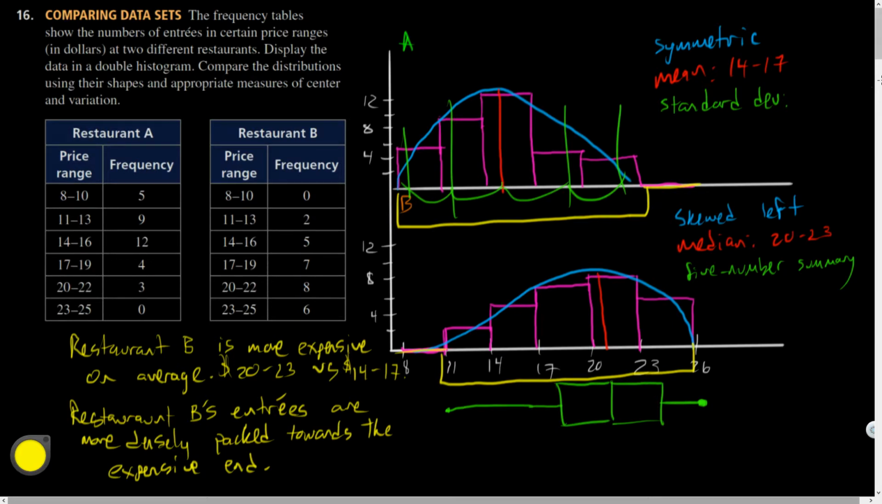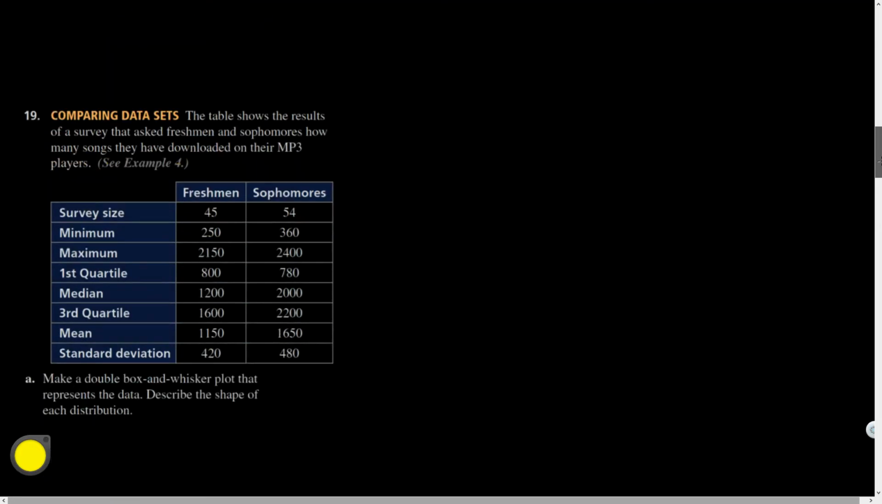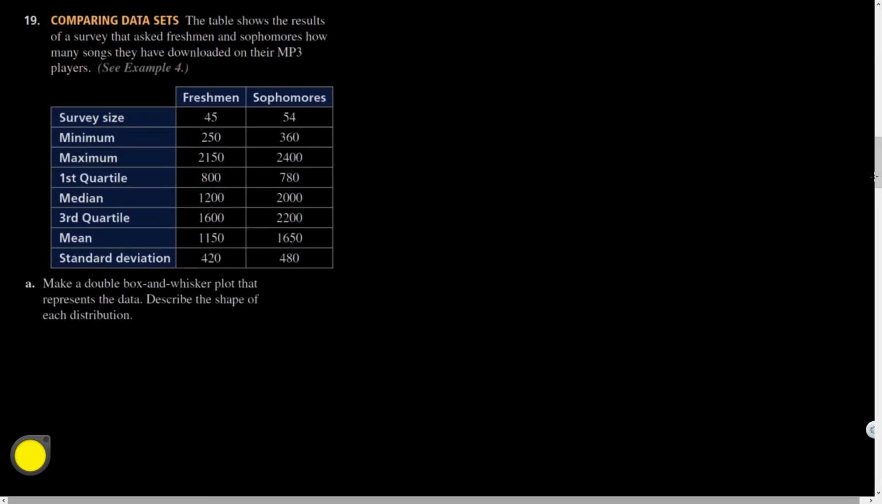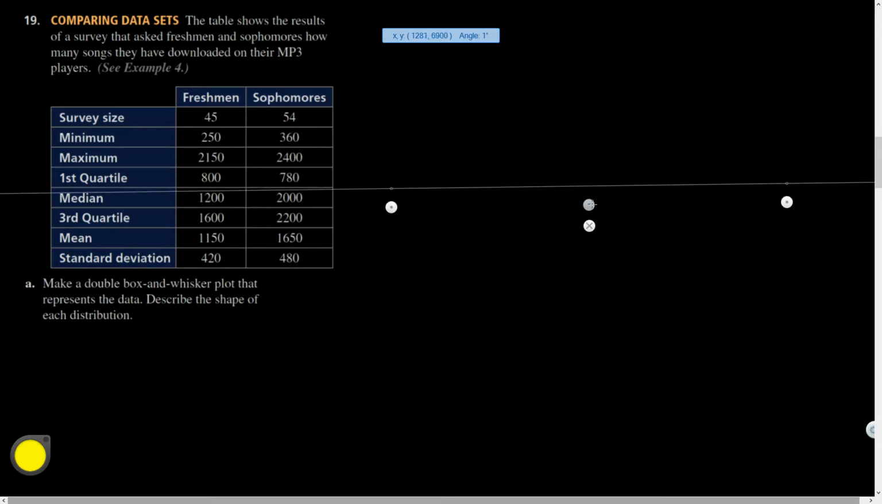All right, let's keep going. All right, the table shows the results of a survey taken that asked freshmen and sophomores how many songs they have downloaded on their MP3 players. It says make a double box and whisker plot. All right, guys, wow, this is great. We're doing all the doubles here.